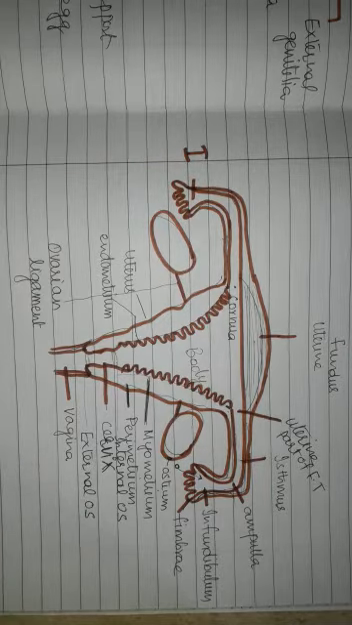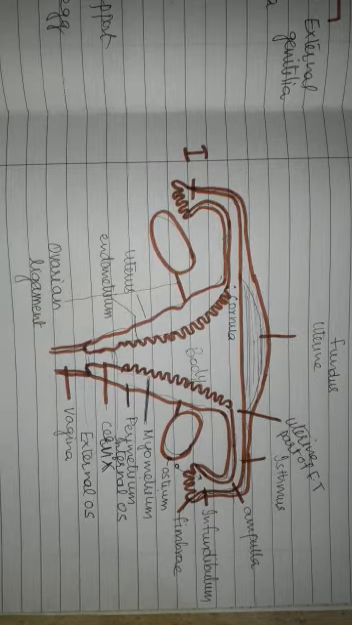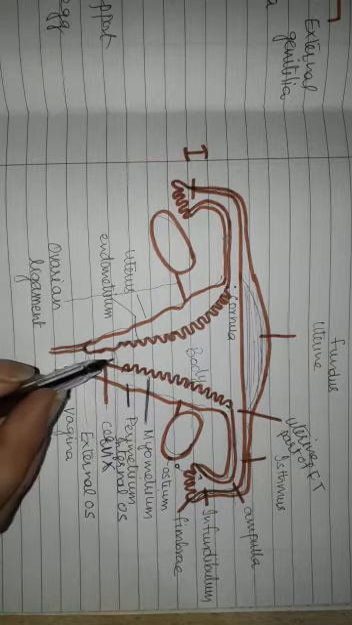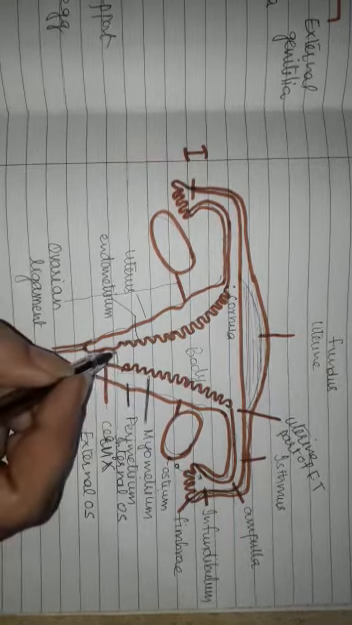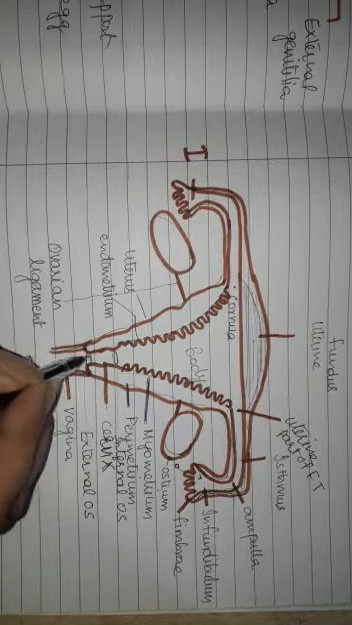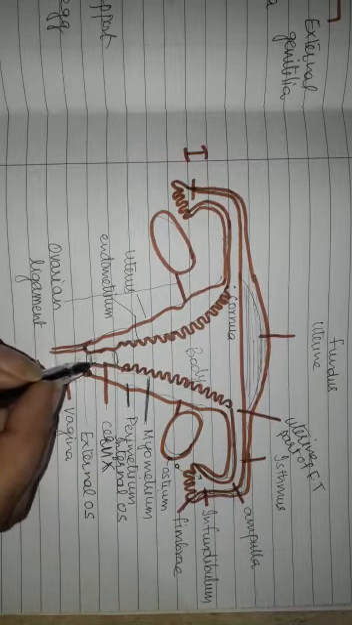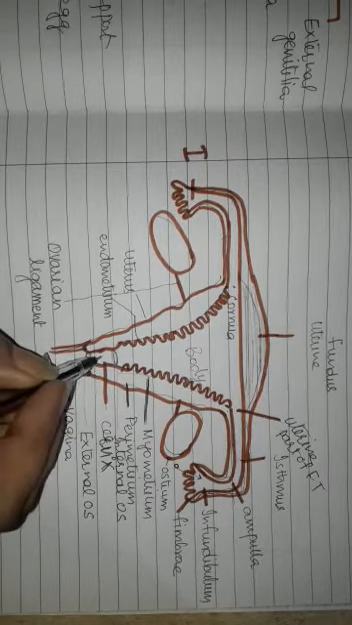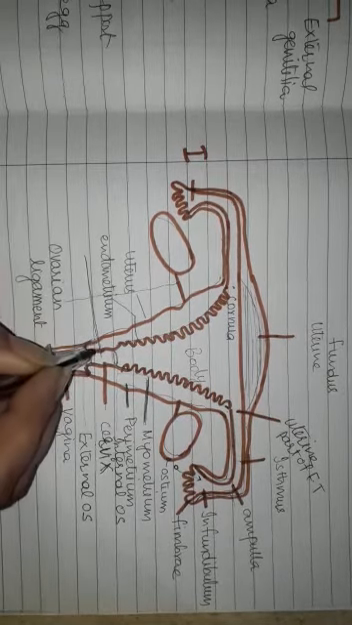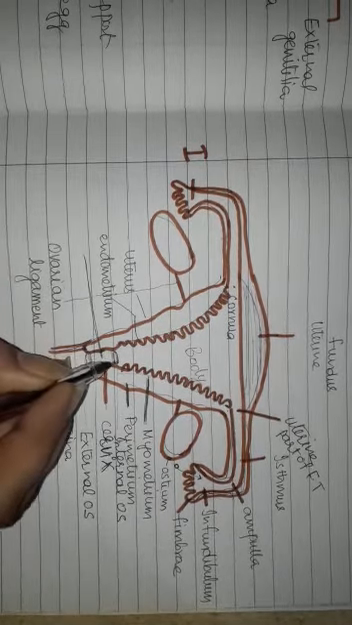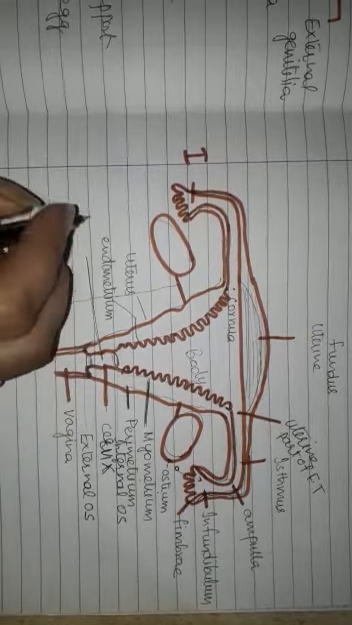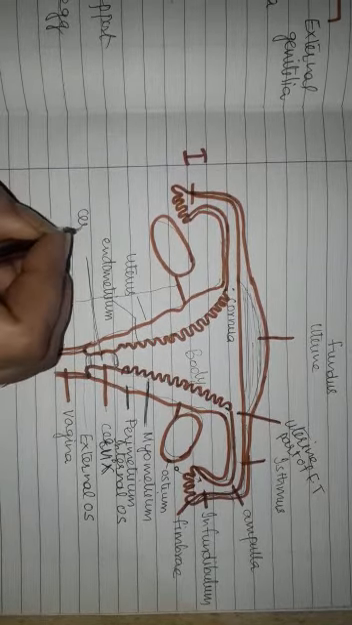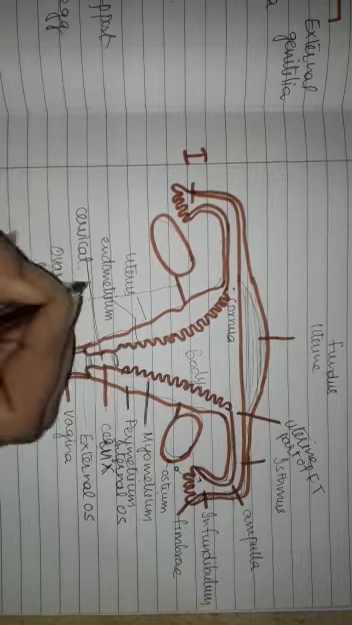This is called external os. Now, the cavity of cervix, between the internal os and the external os, this is called cervical canal. This region between the internal os and the external os is called cervical canal.